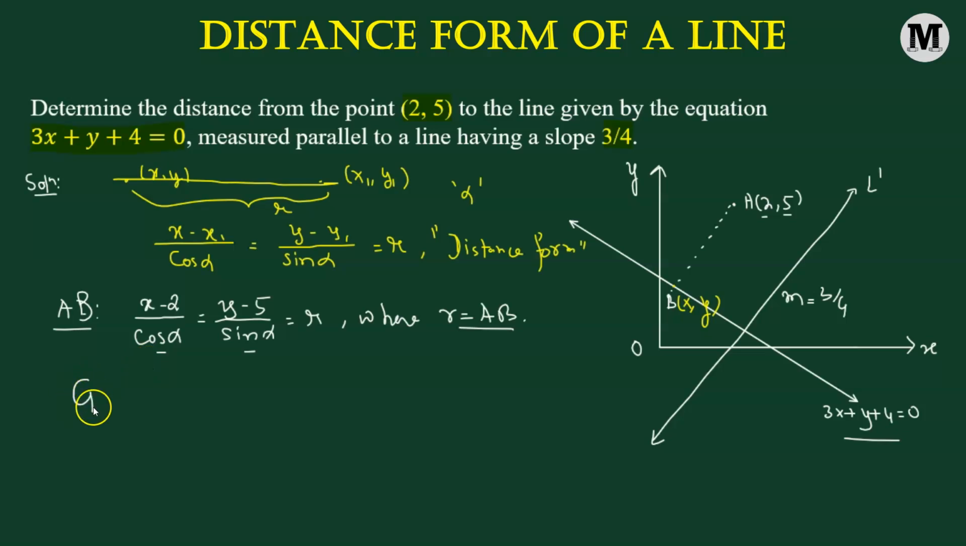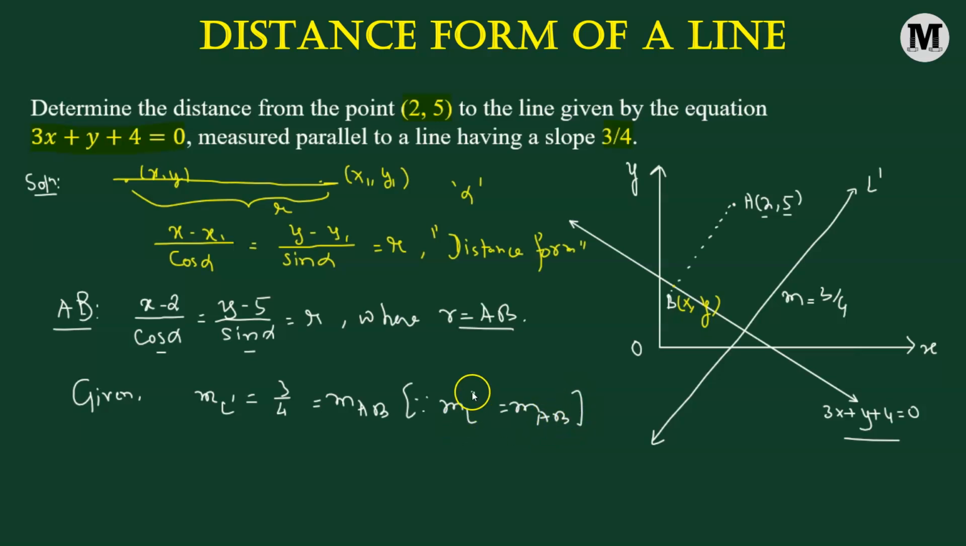It's given in the problem that the slope of L prime is 3 over 4. Now, if this is the slope of L prime, then this is also going to be the slope of AB, since we know that the slopes of parallel lines are equal to each other.